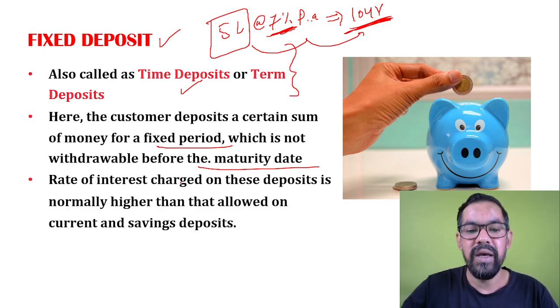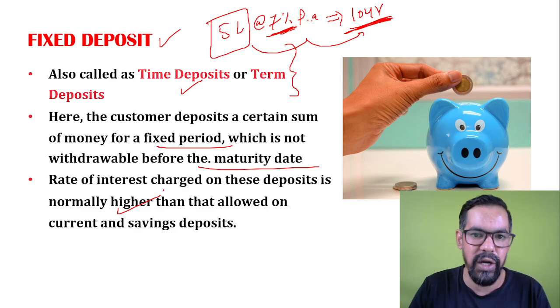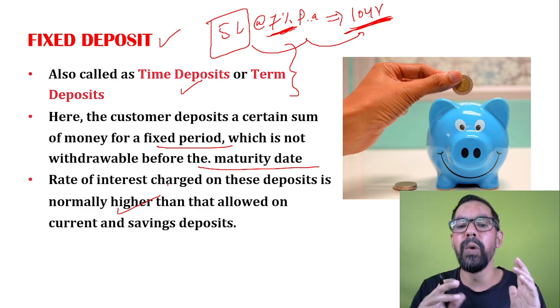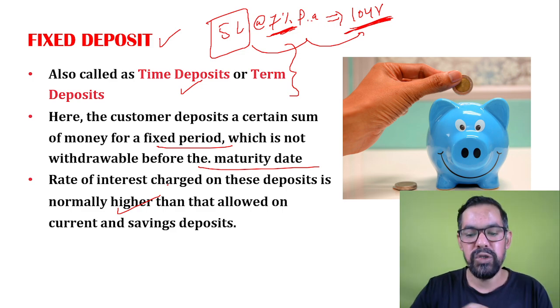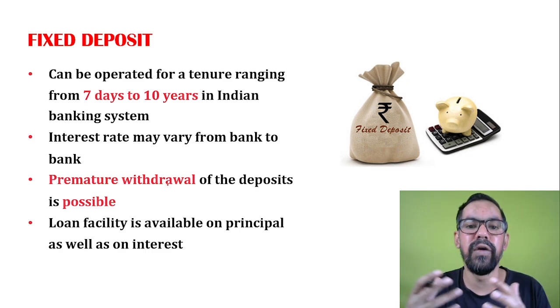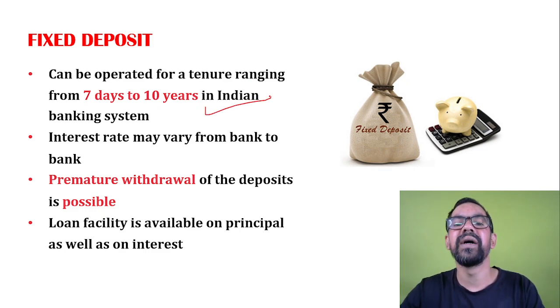Rate of interest charged on these deposits is normally higher as compared to saving account and recurring deposit. In current account, we do not have any rate of interest, so here you have that particular benefit. Okay, so hope you get this particular thing clearly. So FD is a sum of amount where we generally invest money for a fixed time duration. Now there are few features about FD. So FD can be opened for a tenure of minimum 7 days and maximum 10 years.